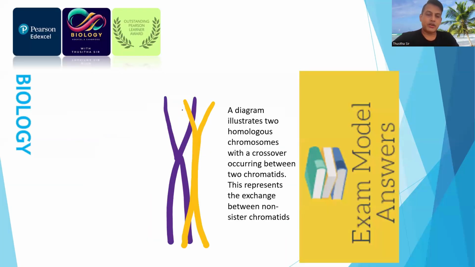So usually we have to show a diagram of two homologous chromosomes with crossover occurring between two chromatids. This represents the exchange between non-sister chromatids. That means the part of this one is going here, and this one is going to this place. The same thing can be shown here. The part of this is going here, and this one is going here.